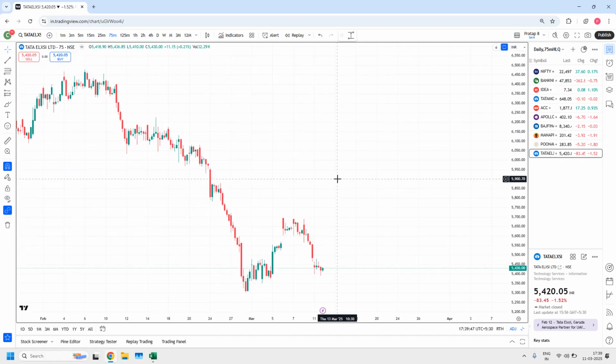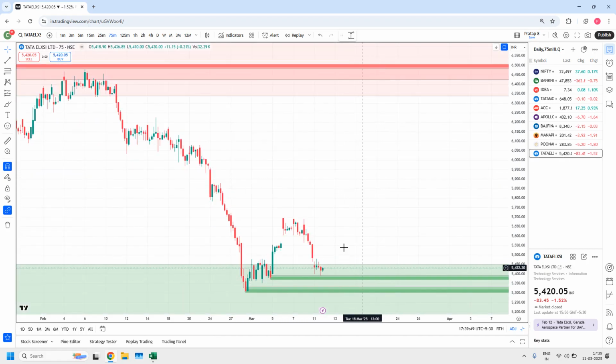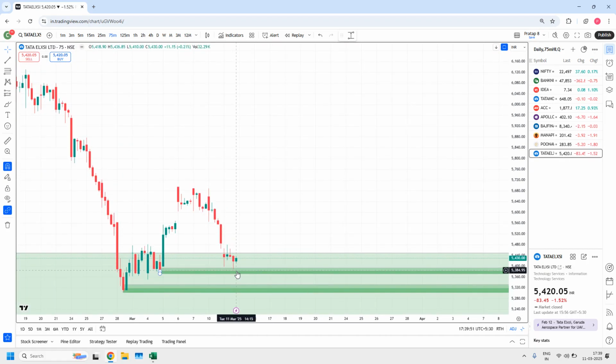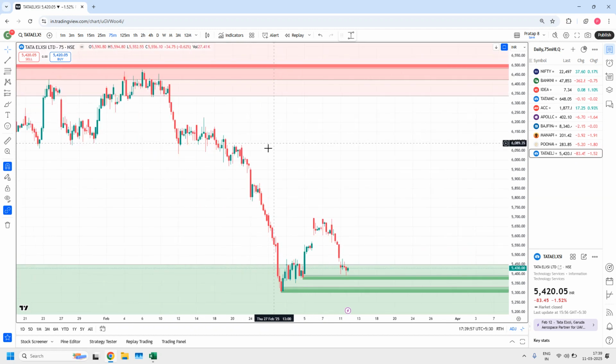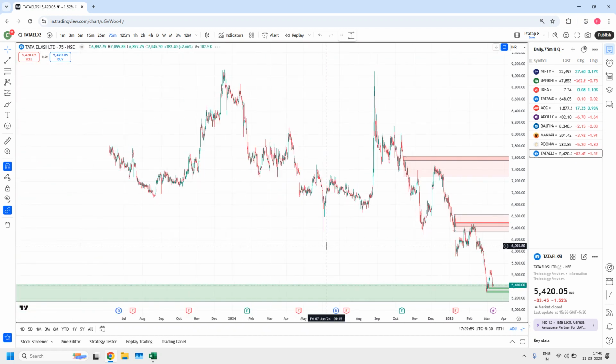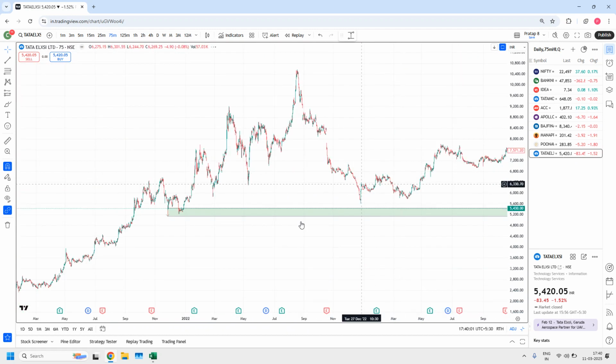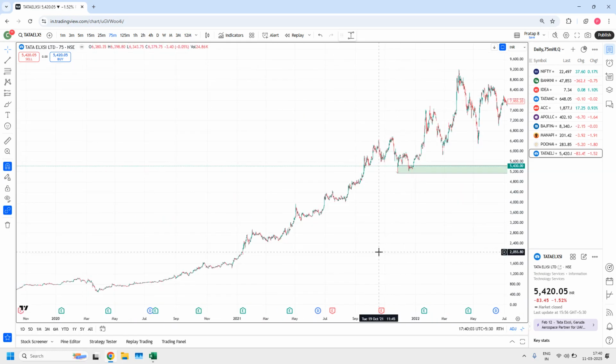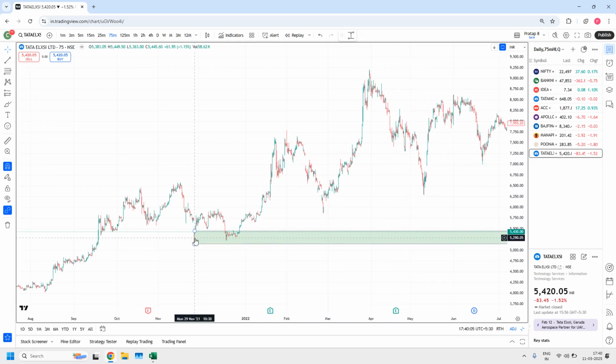Next one is Tata LXC. This also came somewhat close to our fine-tuned zone, but not good enough to get a trade. This is a 75-minute zone. This zone was created almost 3 years back, 2021. 4 years back, I think. 2021, 29th November 2021. I think almost 3.5 years back this zone was created.